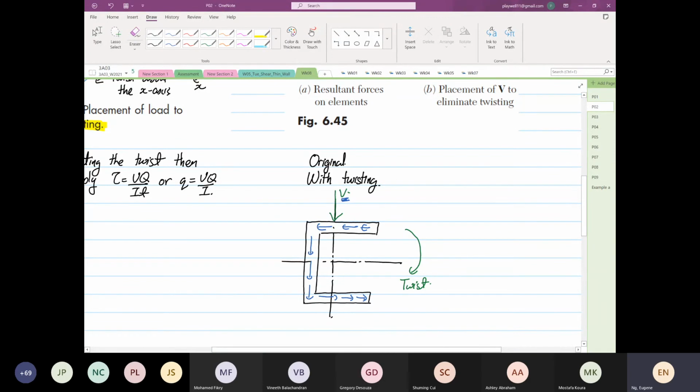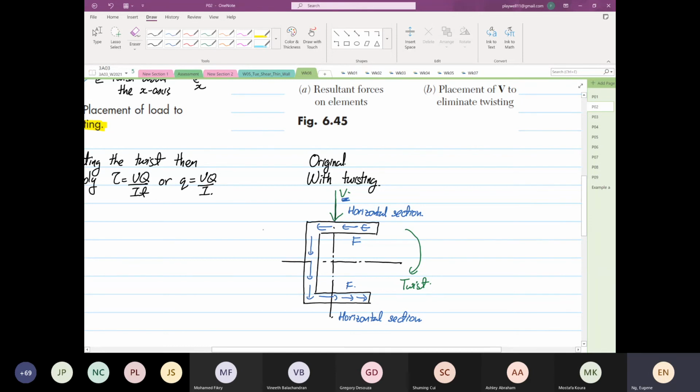So the only way to eliminate the twist, we have to do something else. In the horizontal section, there are two horizontal sections, or we call them the flange. The force over here will be known as F in the horizontal section. Down here will also be known as F, right?